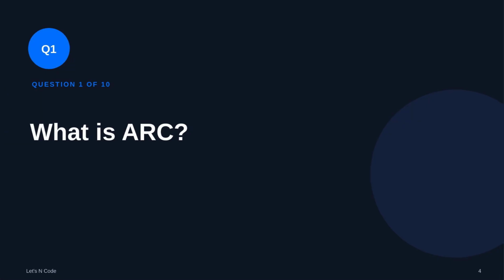Question 1. What is ARC, and how does it actually manage memory under the hood? ARC, automatic reference counting, tracks how many strong references point to an object, and the moment that count hits 0, the object is deallocated. Instantly. No garbage collector, no pause, no sweep cycle.